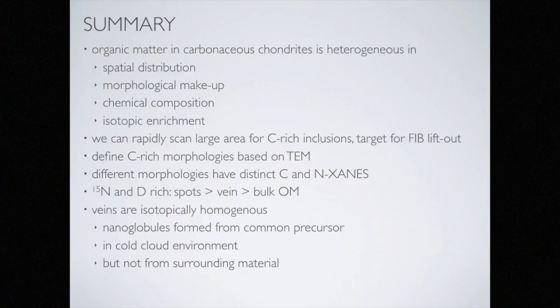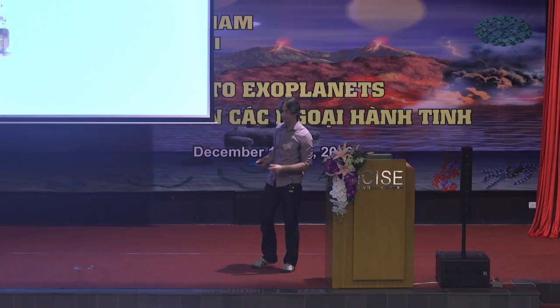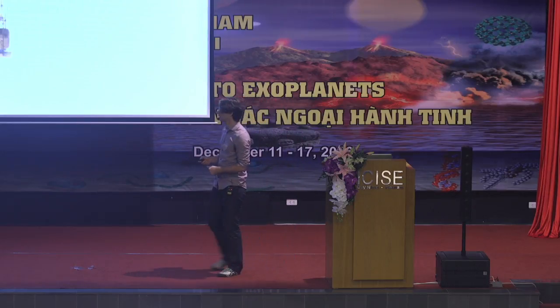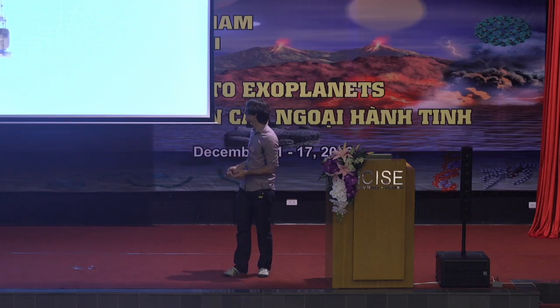We can rapidly scan a large area in the NanoSIMS and detect these larger features. We can lift them out with an FIB. We can then define different carbon morphologies based on TEM images. They have distinct carbon and nitrogen XANES spectra, which means they're chemically different. And we found that there are some spots that are very high, at least higher than we found in that big vein, but that big vein is again higher than the bulk organic matter.